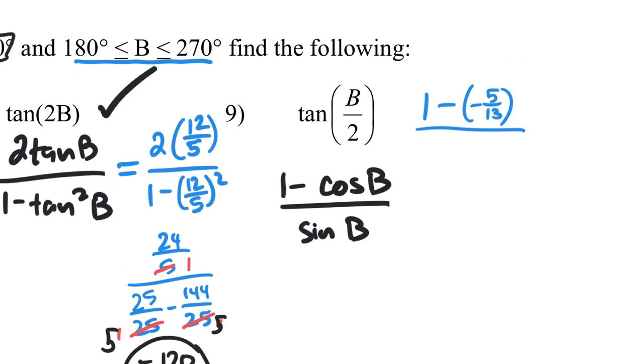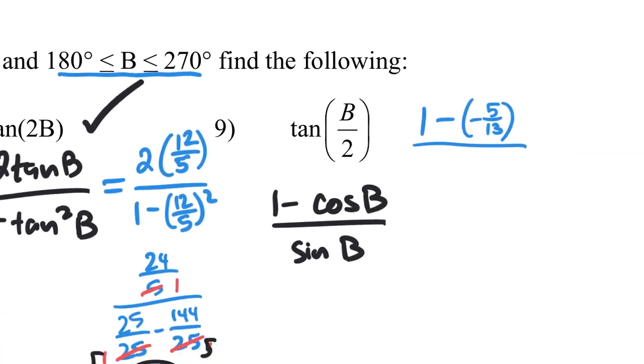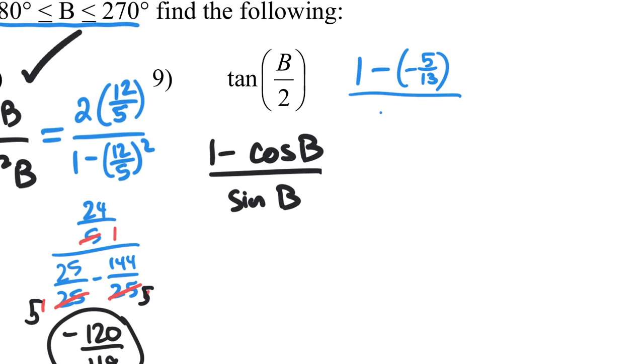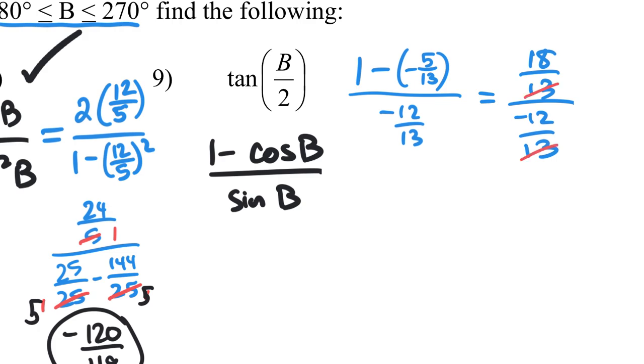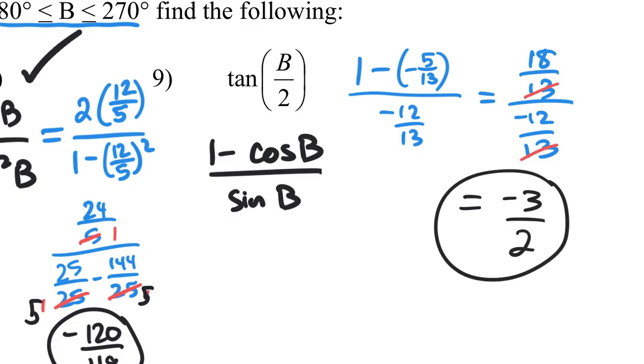And the denominator was the sine of b. Well, the sine of b was negative 12/13. This is the same as 1 plus 5/13. So that's going to be 18 over 13 over negative 12 over 13. Well, when we have those denominators that match, we can cancel them. So we have 18 over negative 12, which is the same as negative 3 over 2.